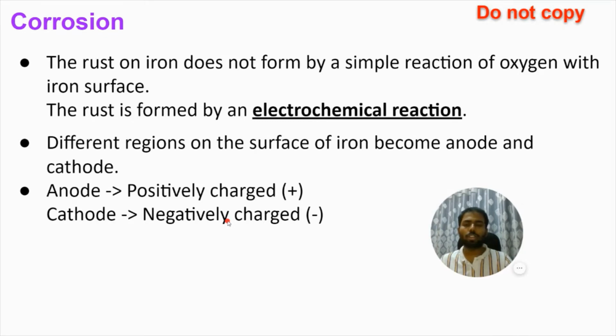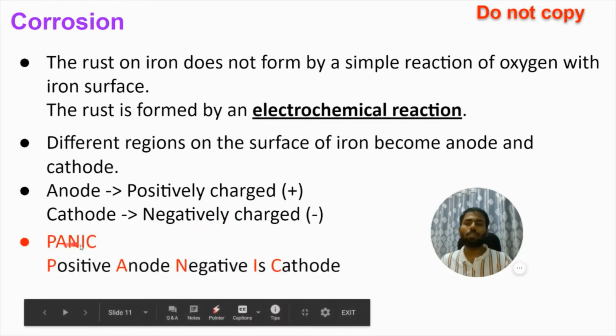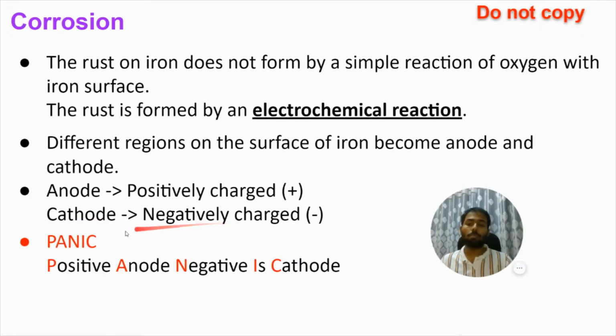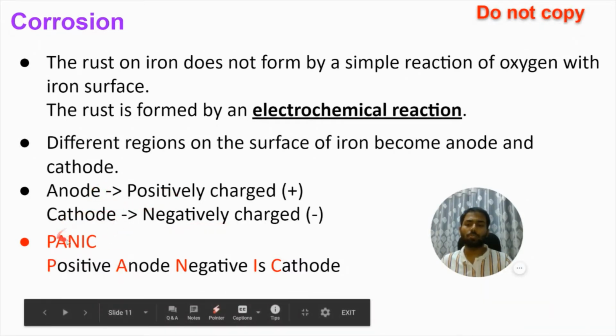A simple way to remember this is just from the word PANIC. Okay, so what is the full form of PANIC? Positive anode, negative is cathode. So just by remembering this one word, PANIC, we'll always remember anode means positively charged region, cathode means negatively charged region. Do remember this through this one particular word, PANIC.